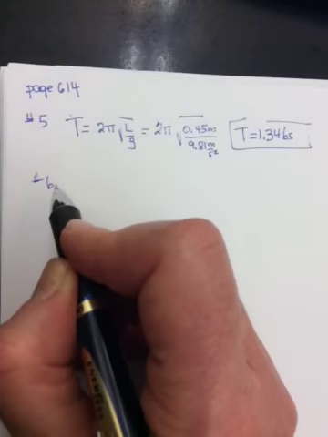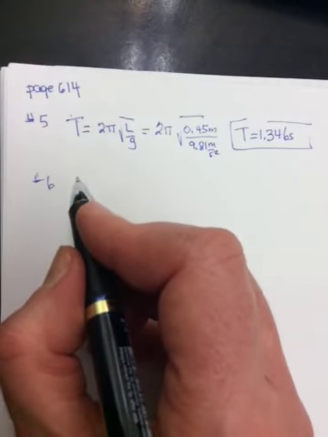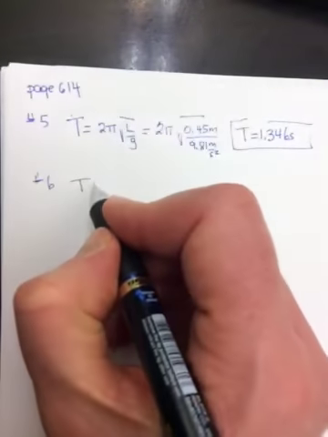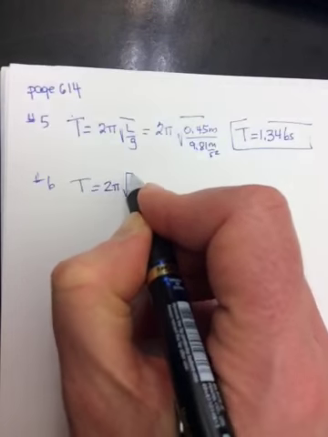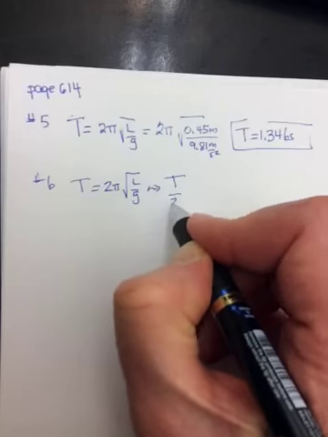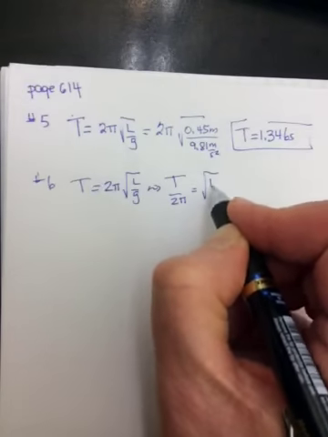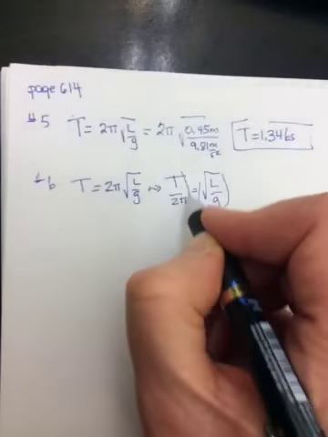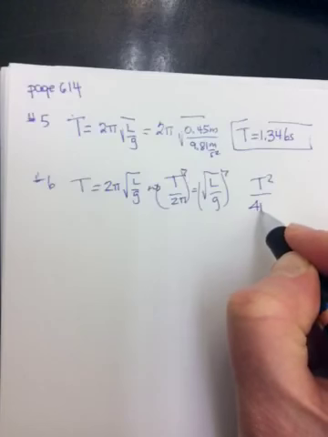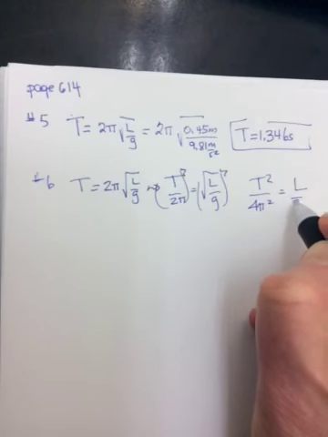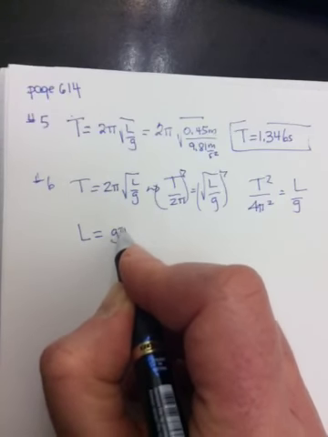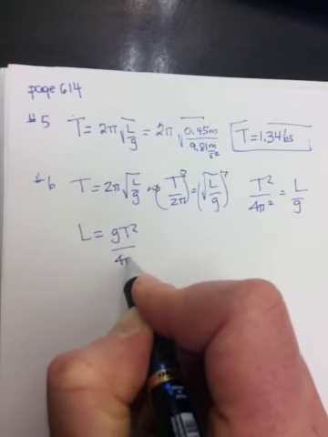Number 6, what must be the length of a pendulum to give it a period of 4 seconds? Ooh, so this time you have to rearrange. You're looking for L, but I trust you can handle it. So it'll be T over 2 pi is equal to root L over g, square both sides. And so you get T squared over 4 pi squared is equal to L over g, multiply both sides by g. So L is equal to gT squared over 4 pi squared.